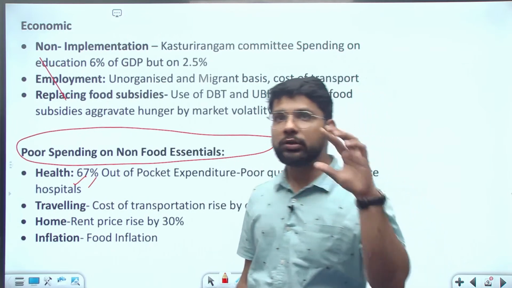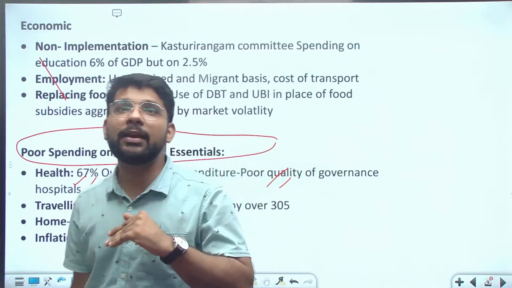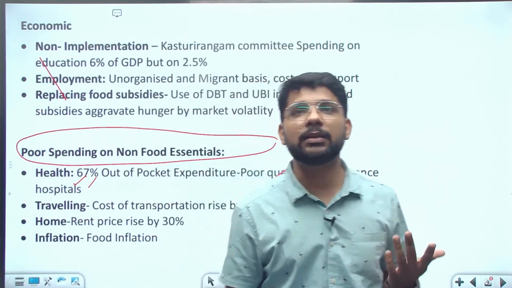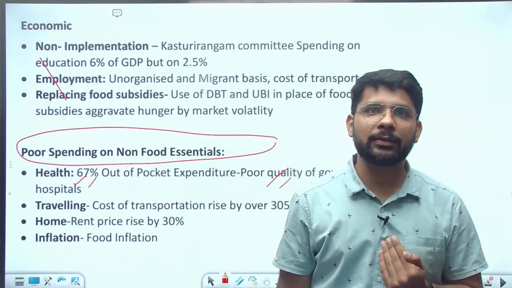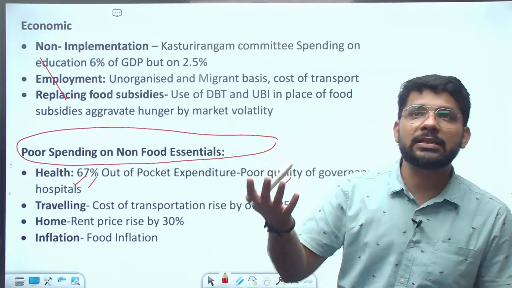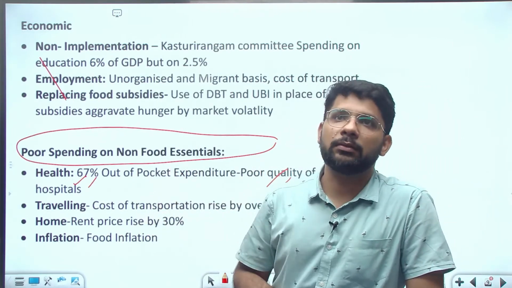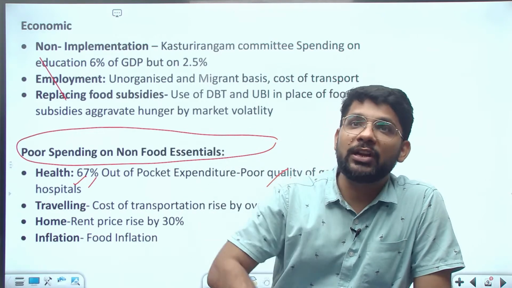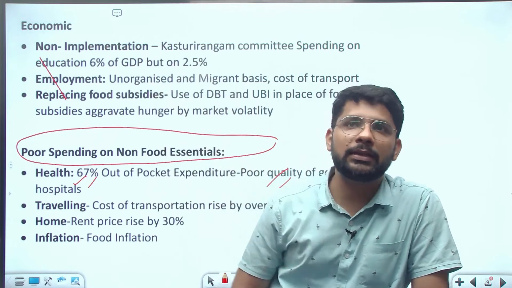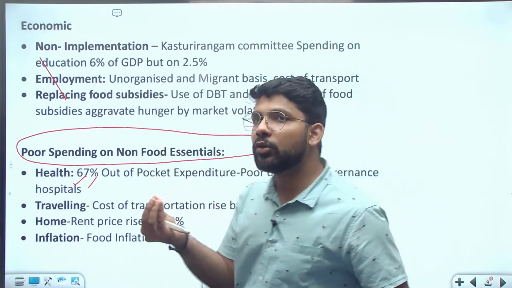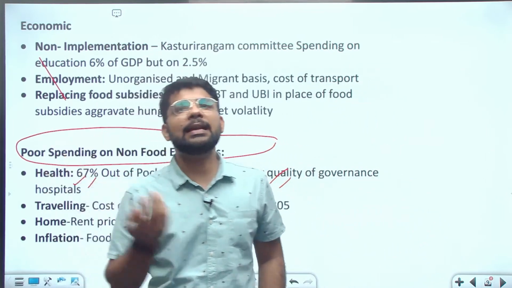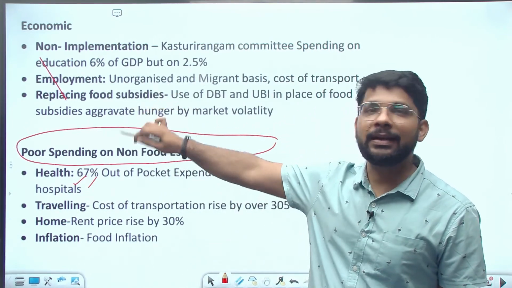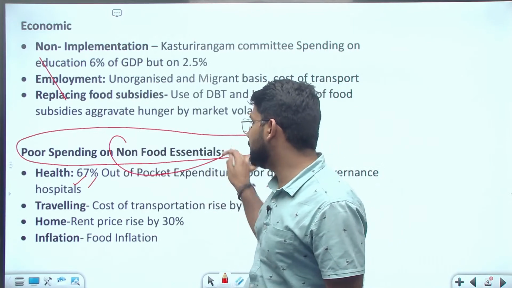The cost of traveling has increased by almost 30% in the last 10 years. Rent prices increased by 30%. Home prices increased by multiple times. Inflation is now 9%, 10%. Even the commodity prices we use in daily life have increased. This is how the poor people are spending on non-food essentials.